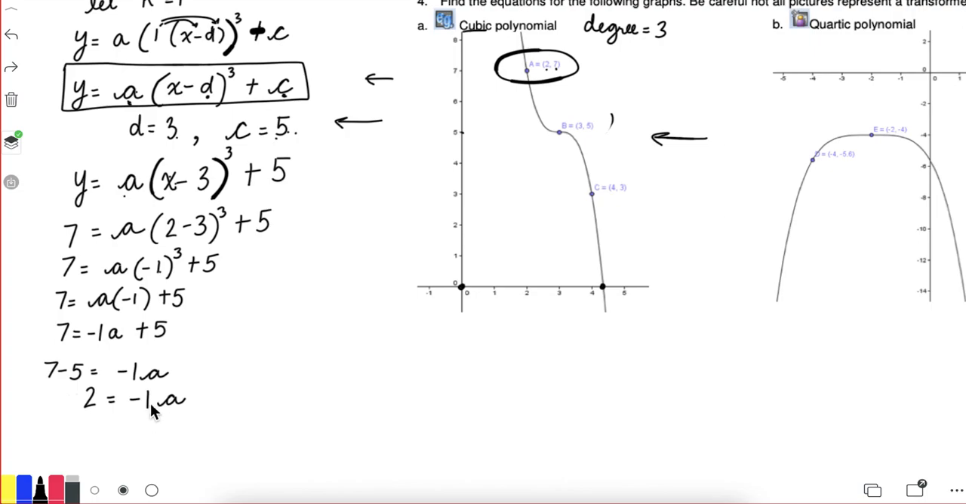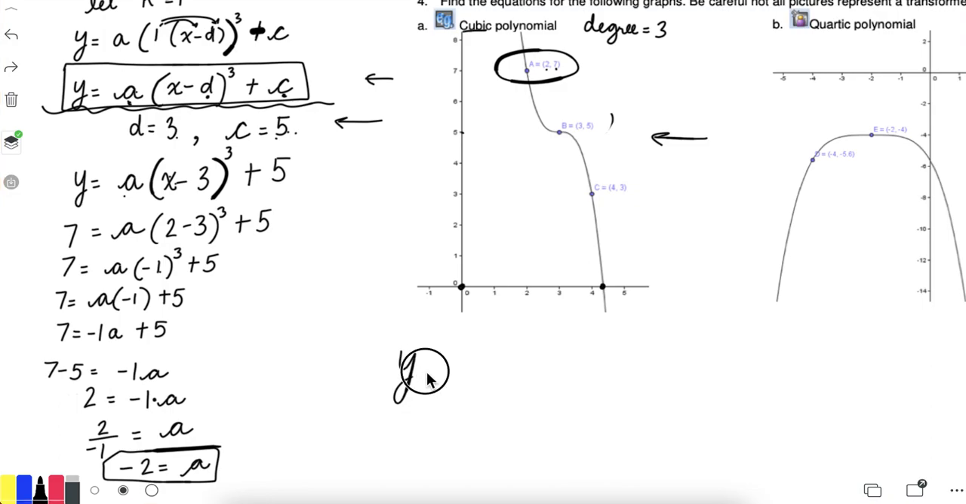Alright, so negative 1 is multiplying with the a. So if I move it to the other side, it's gonna divide. So 2 will divide by negative 1. Here we have the a. 2 divided by negative 1 is negative 2. There we have the a value, and that's what we all want. In this equation, we just need to find out the a value. And the a is negative 2.